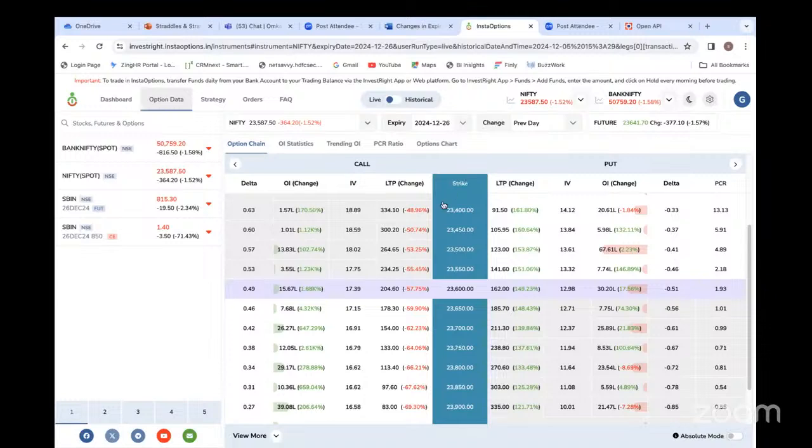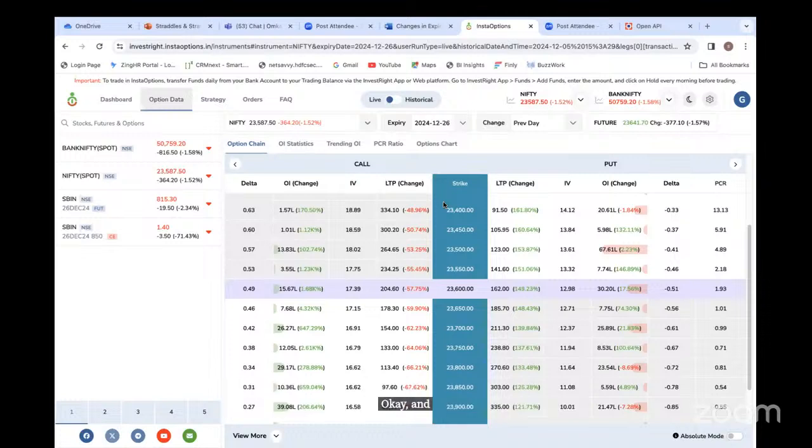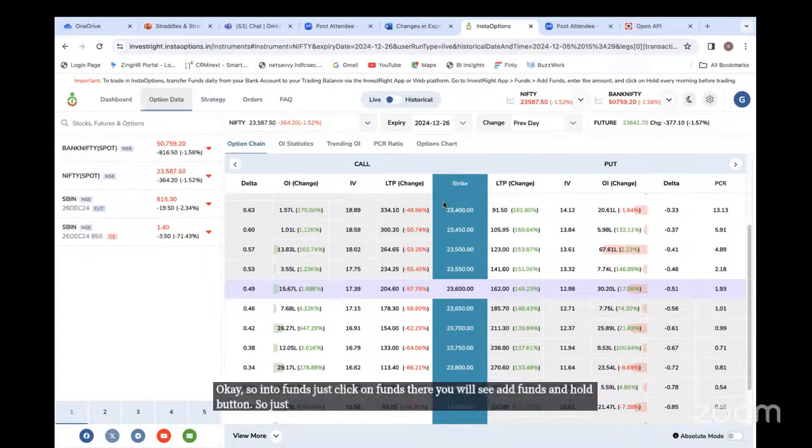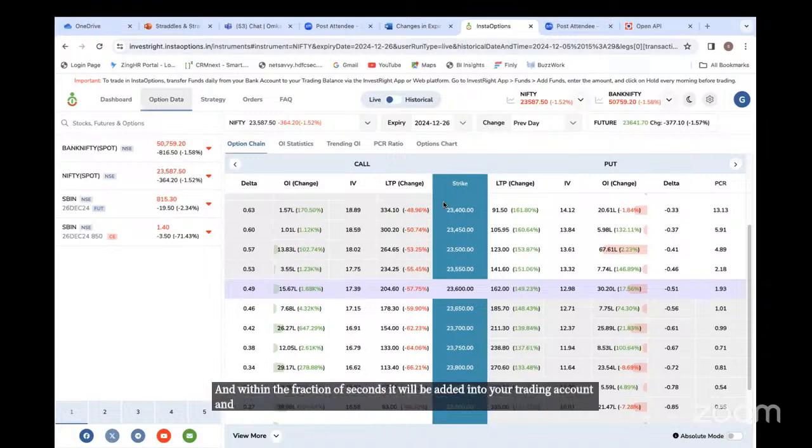Okay, how to add the funds? I'm not sure if you're an InvestRight user or an HDFC Sky user, but if you're an InvestRight user, once you open your app, go into your profile settings, and once you go into your profile section, you will see the funds section. Just click on funds. There you will see the add funds and hold button. Just do that process, and within a fraction of seconds it will be added into your trading account, and you will be able to place orders from Insta Options.